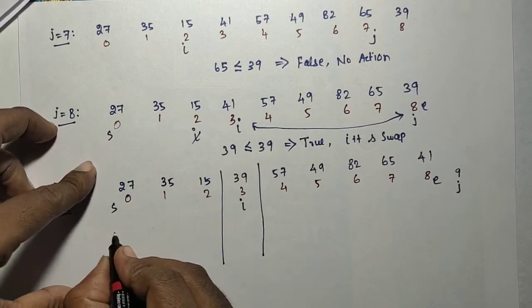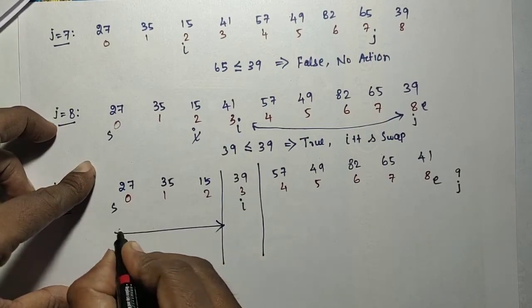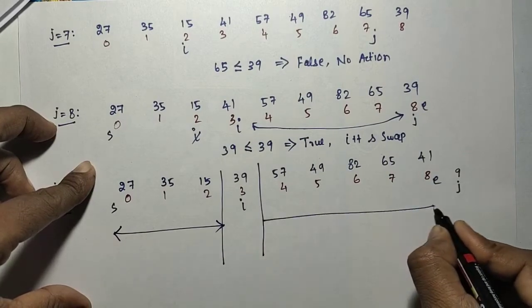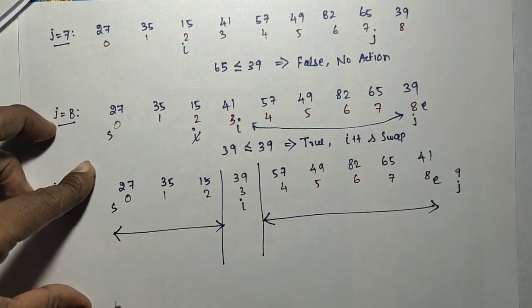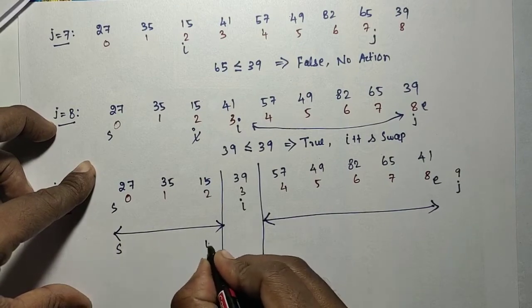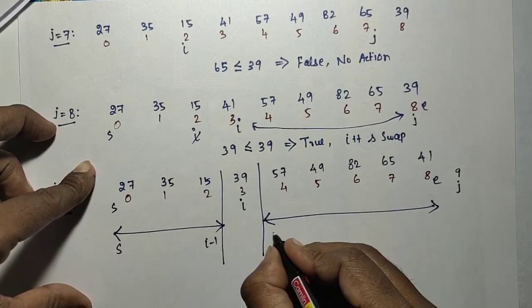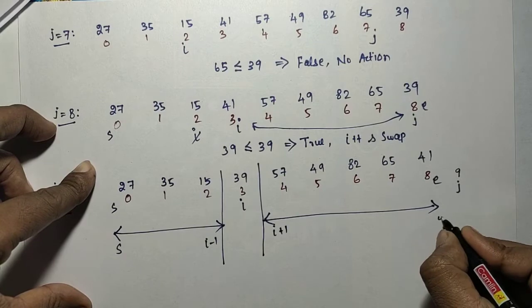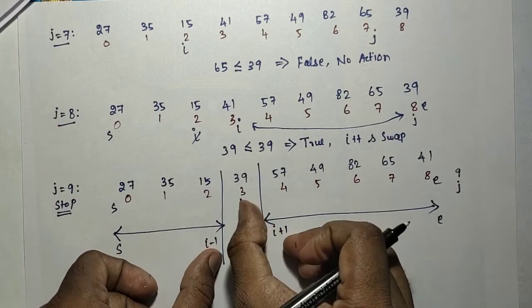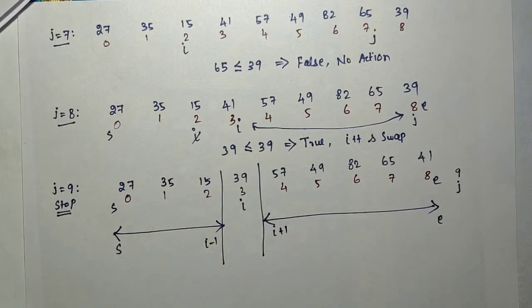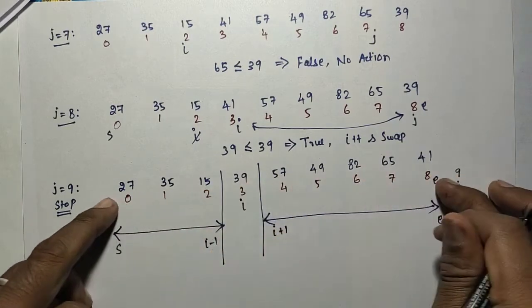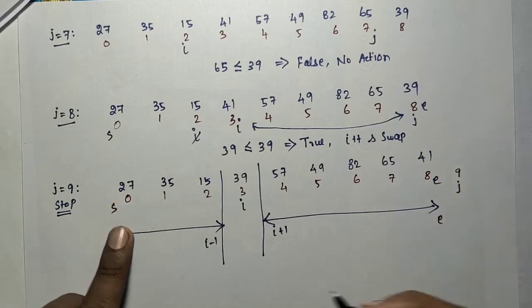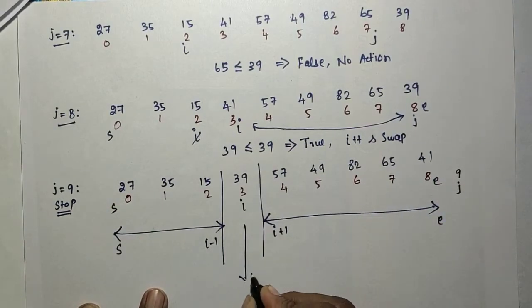Okay, and here, from here to here, that is S to i minus 1, and this one, i plus 1 to E, is not sorted. The ith element alone is sorted. This is the result of the partition. The partition will change the content of the array like this, and it will return this as the middle element, the middle index.